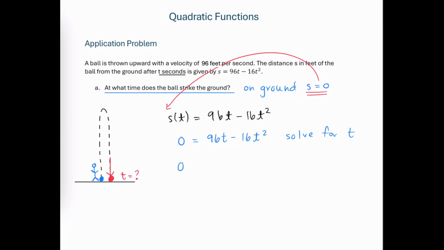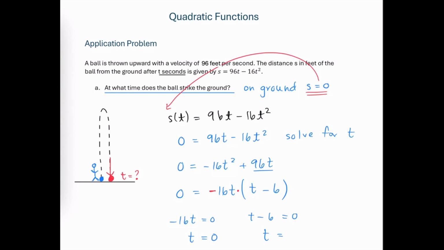But before we factor it, let's write it in descending order, and then let's take out the negative 16t common factor. And I'm choosing to take the negative out at this step as well. So negative 16t divided out of negative 16t² is just going to leave t, and negative 16t divided out of 96t is going to leave minus 6. Now that we have two things multiplied together, we can set each of them equal to 0. So we'll say negative 16t, set that to 0, set the other factor equal to 0. Dividing by negative 16 on both sides here gives us t is equal to 0, and when we add 6 to both sides here, we get t is equal to 6.